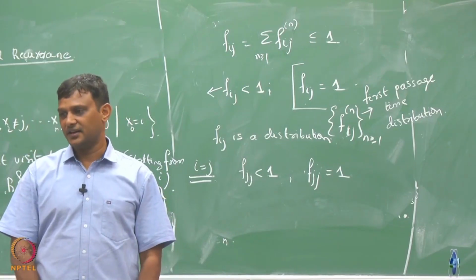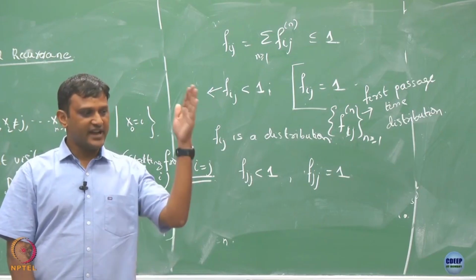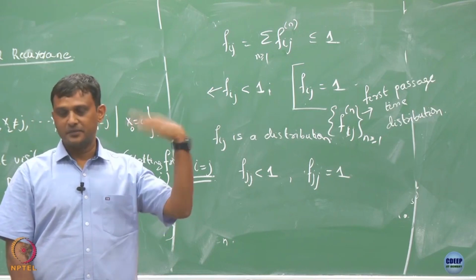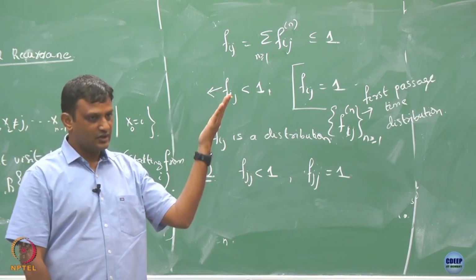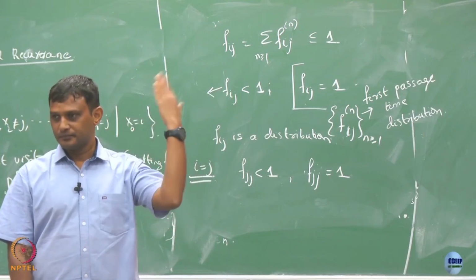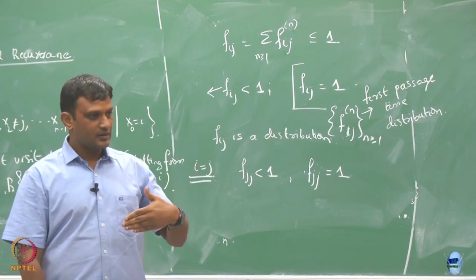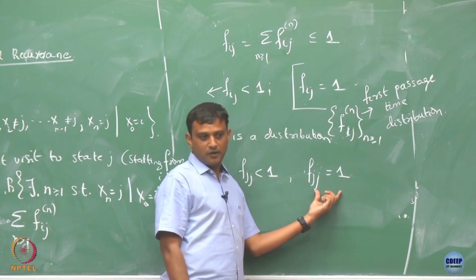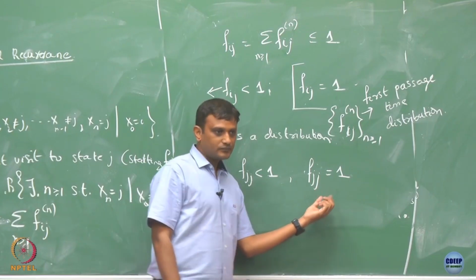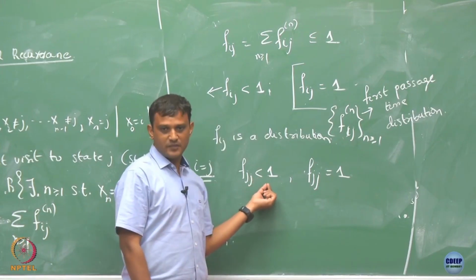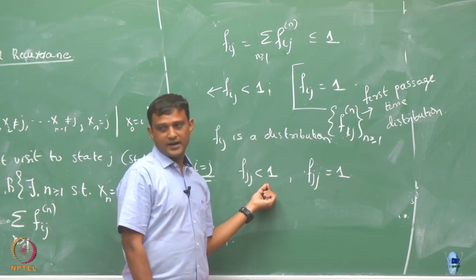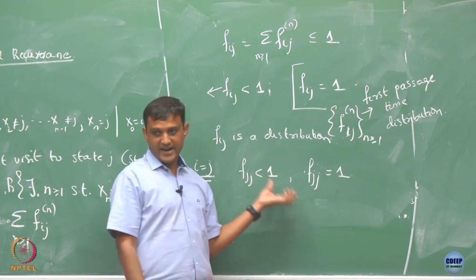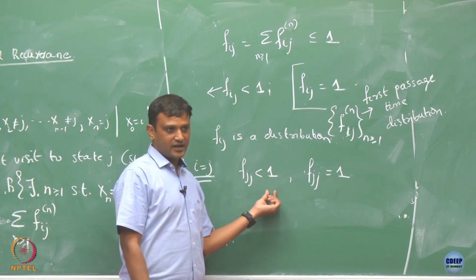For example, let us say the share price of a particular stock hits 100 rupees. The probability that it comes back to 100 rupees again, if that state has Fjj equal to 1, means it is going to come back with probability 1. If Fjj is less than 1, then with some positive probability it may never hit 100 rupees again. It may hit, but there is also a chance that it may not.